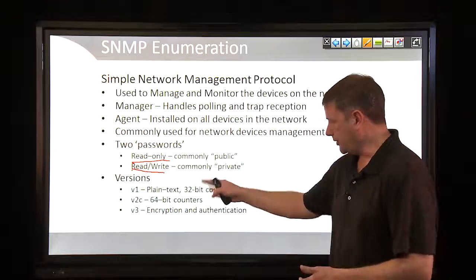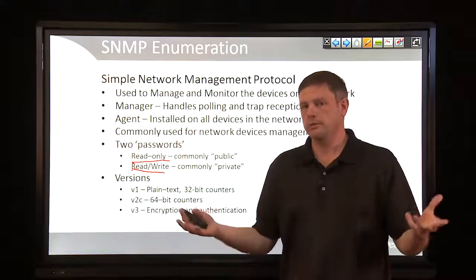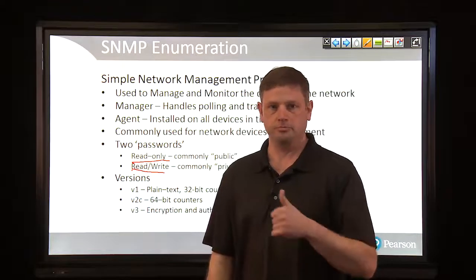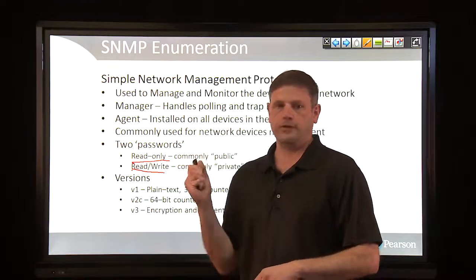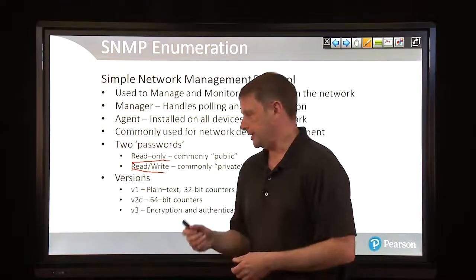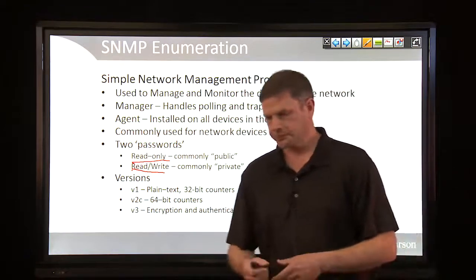Now, I talked about 32-bit counters. 4 billion is a big number, of course, but in terms of network interfaces that are passing terabits a day, 32 bits is not going to cover it. So that's why they added 64-bit counters in V2C. But they did not add encryption and authentication until SNMP version 3.